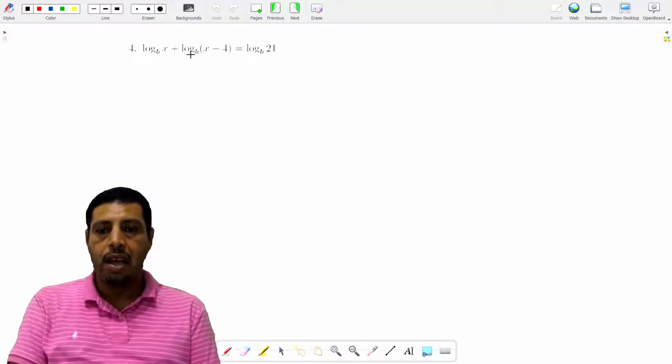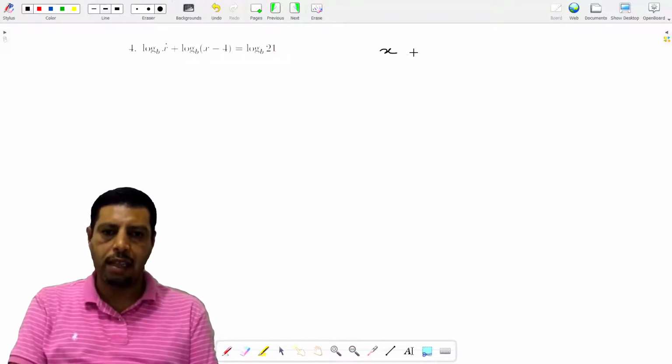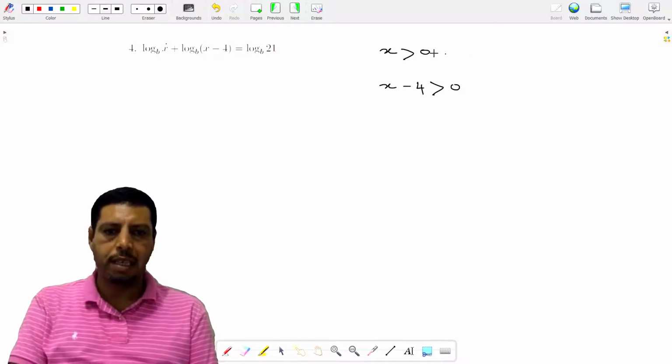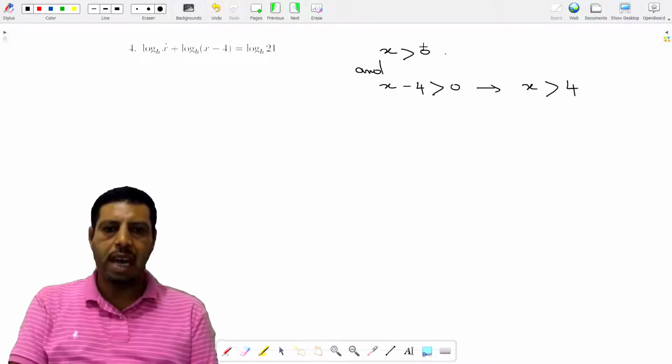You know that any argument of a logarithm function must be greater than 0. So first, we have an argument here, which is x, so we have to check that x is greater than 0, and x minus 4 also greater than 0. This is an AND condition, because the two conditions must be satisfied. So x minus 4 greater than 0, so x greater than 4. So your x must be greater than 0 and greater than 4.